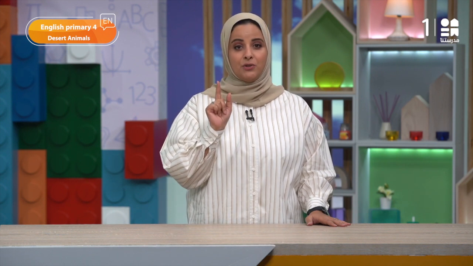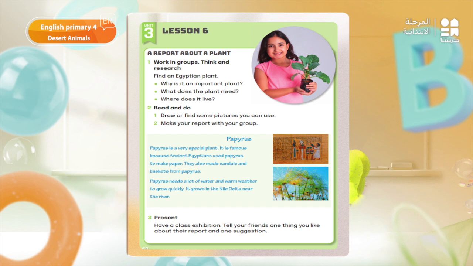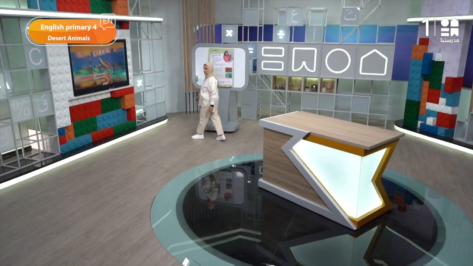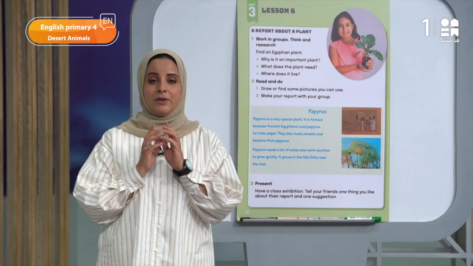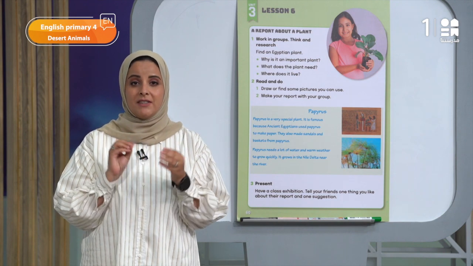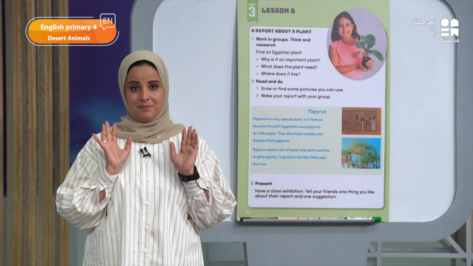So let's begin. During the last lesson, you learned about the life stages of plants. Today, you are going to be writing about an Egyptian plant. I want you to open with me your books, page 60. You are now going to write your own plant report. You will use the information you prepared.